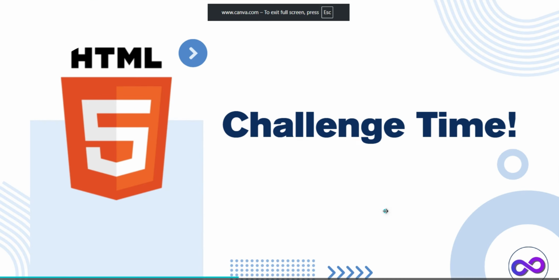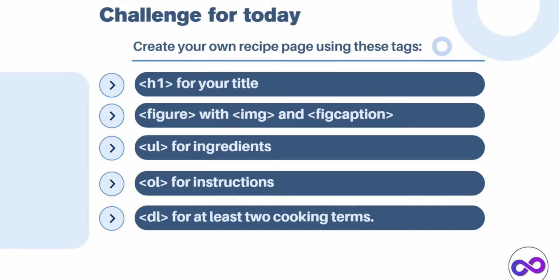Now it's your turn to code. Create your own recipe page using these tags: H1 tag for your title, figure with an image and figure caption, UL for ingredients, OL tag for instructions, DL for at least 2 cooking terms. When you're done, comment below what dish you chose. I'd love to check it out.